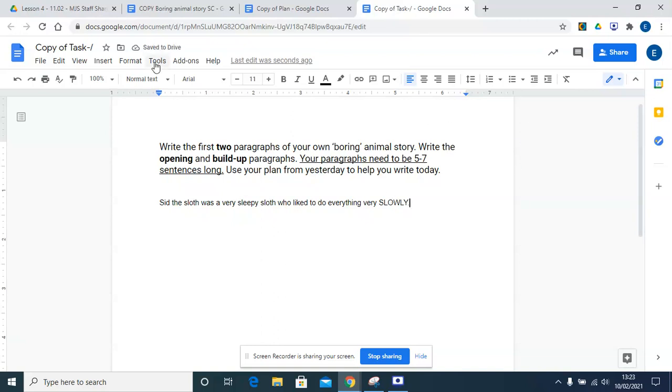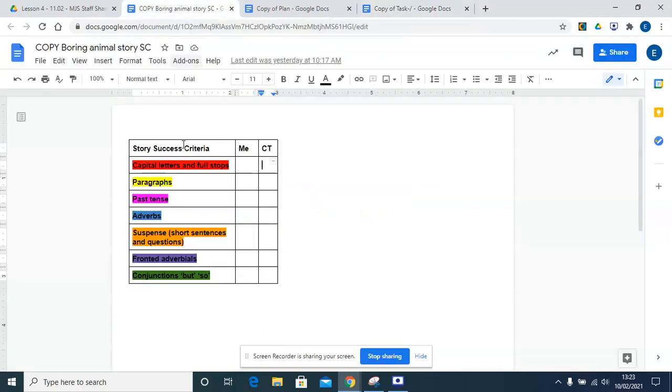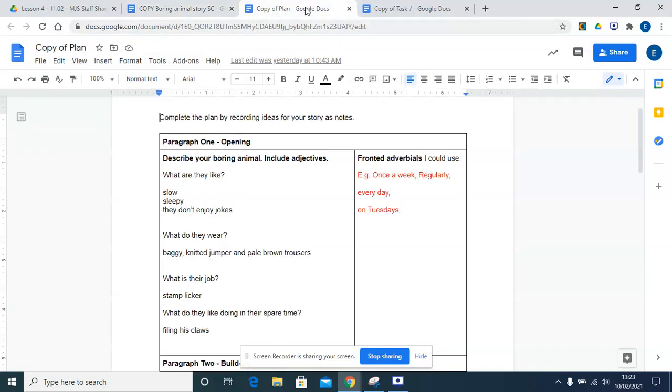Okay, so I've already got my adverb there. So I know that that's on my success criteria. So it's going well. I've got my capital letters and full stops. I need to make sure that I'm writing in past tense as well.